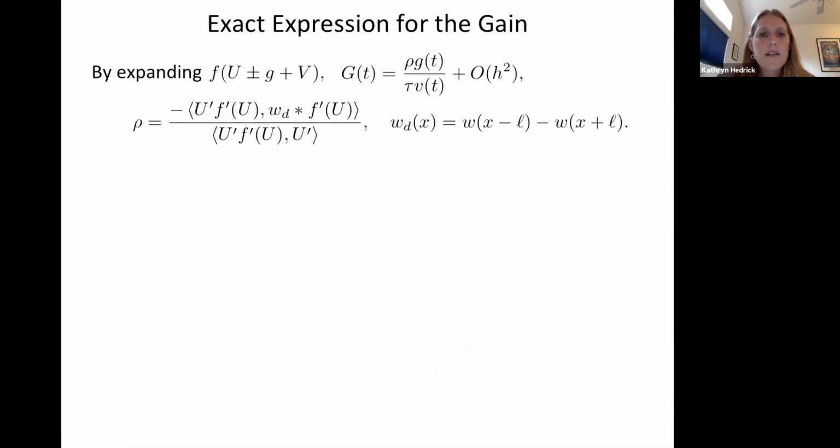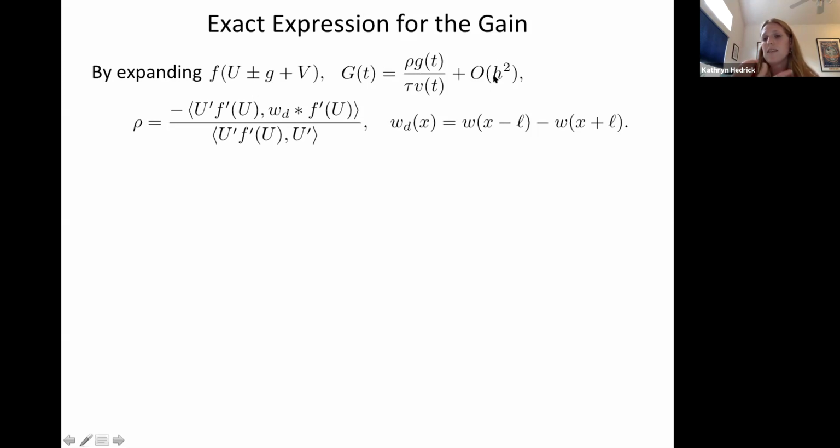I'll return in a minute to talk more about V, but first let me talk about how we compute the gain. I don't have all the mathematical details here, but the idea is that we do a Taylor expansion of this, considering G and V to be small perturbations. And then we use linear operator theory to get this expression for the gain. We find rho G over tau V plus this O of H squared error term.